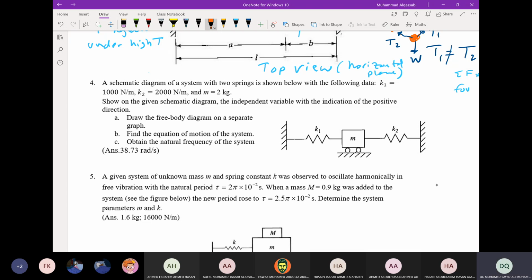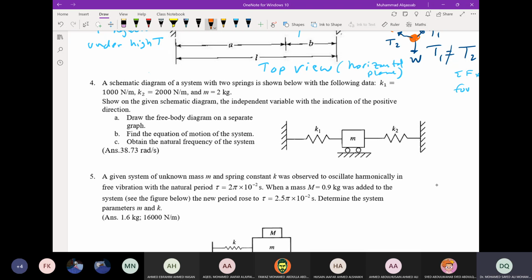The equation of motion is obtained by using sum of forces equal to m x double dot, which is Newton's second law. And the positive direction of forces is to the right, because the positive direction of X is to the right. Then we obtain the natural frequency. You can solve parts A to B, A to C this way, or you can think of the two springs as arranged in series or in parallel.